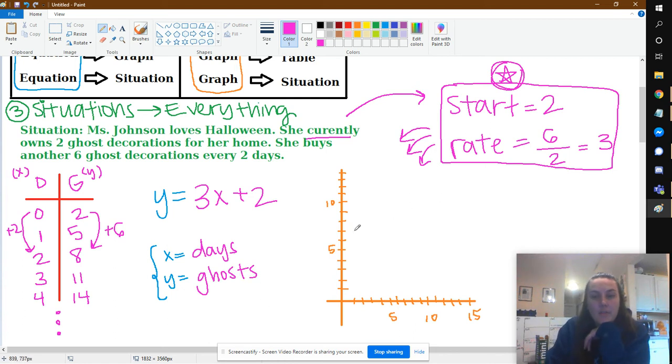All right, and then for the graph, we start at 2. So we go over 0 and up 2. We put a 2 on our Y-axis. When we go up 6, 1, 2, 3, 4, 5, 6, we go over 2, and that was our original rate. We could have also gone up 3 and over 1. Totally fine. And then we only have to graph 2 of these before we can just draw our line.